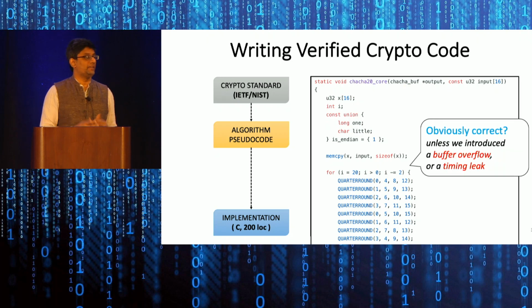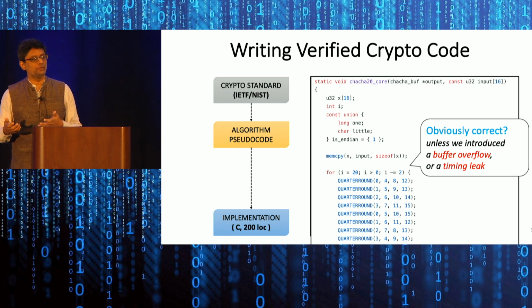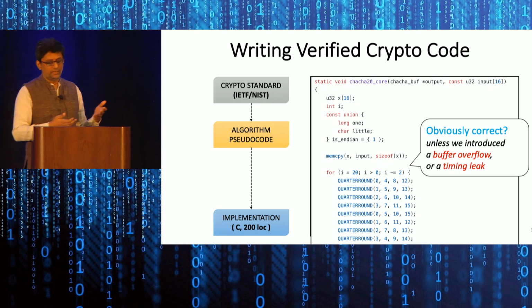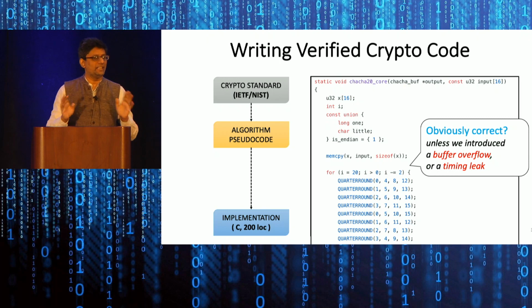Of course, you might think, well, this is so small, it's obviously correct, right? But there are still some issues. You've started using memory, so you might want to make sure that your code is memory safe. You might have some timing leaks, like was asked before, so you might want to make sure, for example, any naive implementation of AES will have a timing leak.